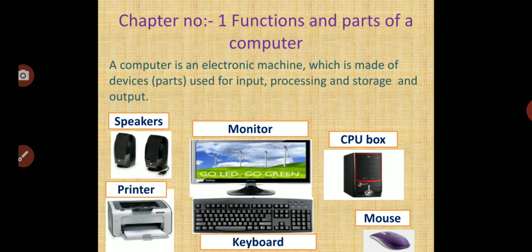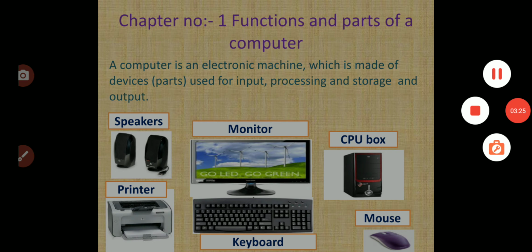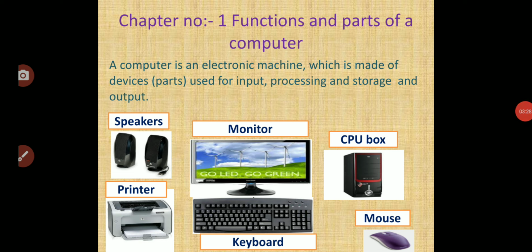Third one, keyboard. The keyboard is a flat rectangular plastic board with many buttons on it. These buttons are called keys. There are more than 100 keys on the keyboard. Some of these keys are: first, letter keys, meaning A to Z capital letters, A to Z small letters. Second, number keys, 1 to 9 or 0 to 9.